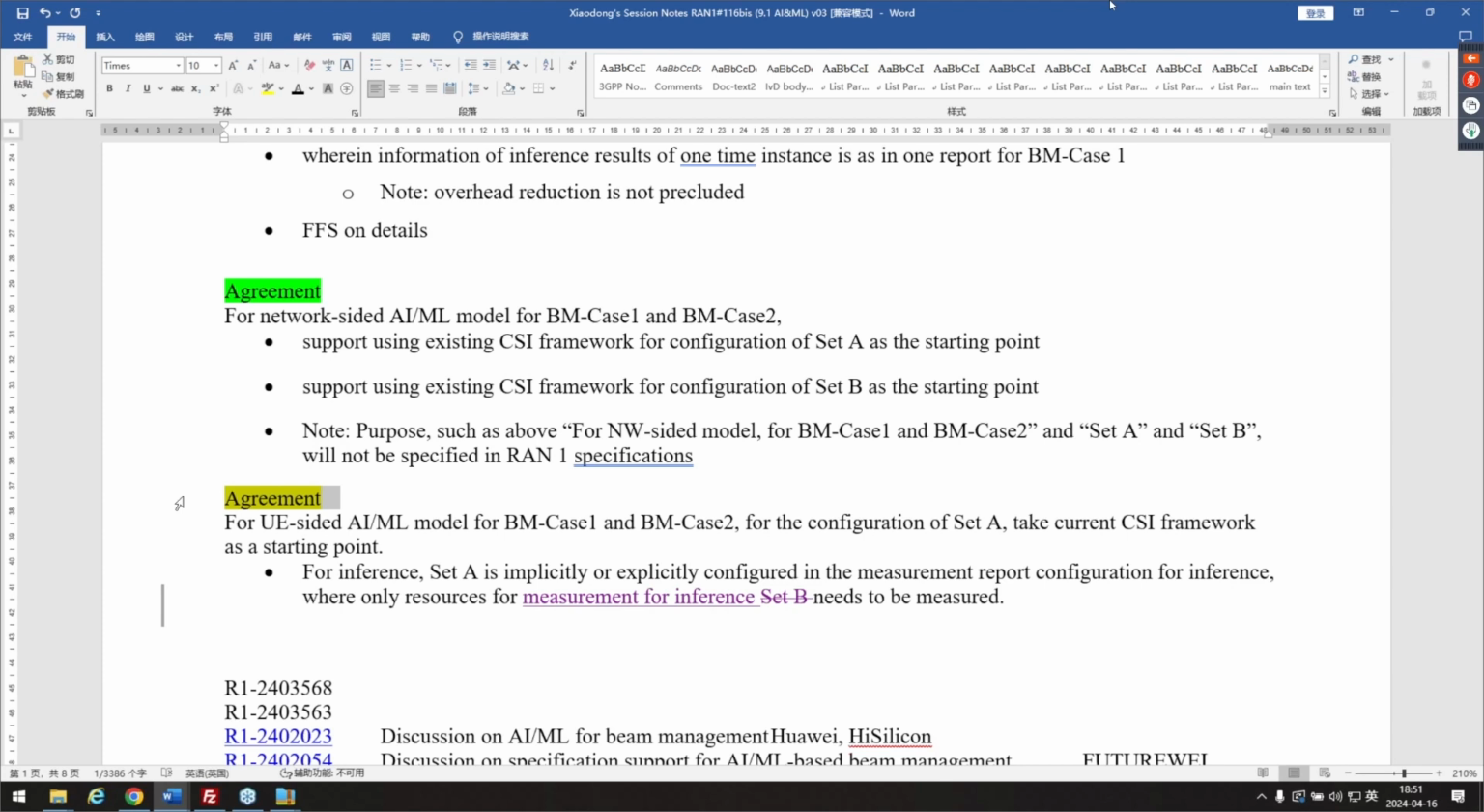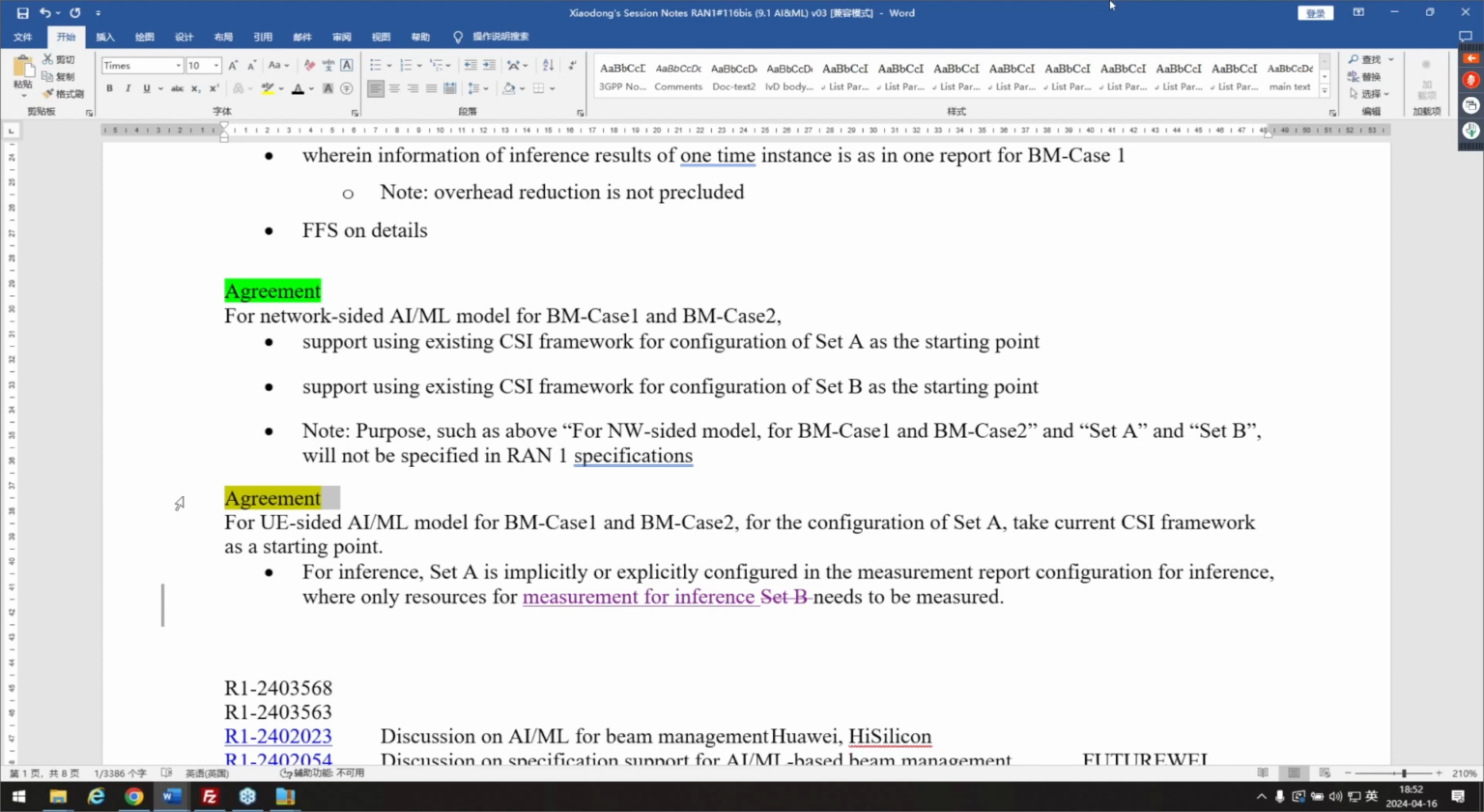So for inference, the second comment, set A implicitly or explicitly, we can discuss that one. But we think it's not clear whether both are supported or whether we are selecting one of them. Our suggestion is we need to select; we don't have to support both directions. The agreement is not saying that we need to select one of them. And also, it's not the measurement report configuration, it's the report configuration. So measurement should be deleted.